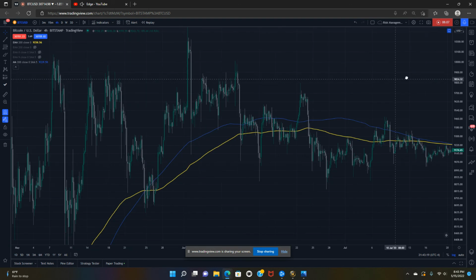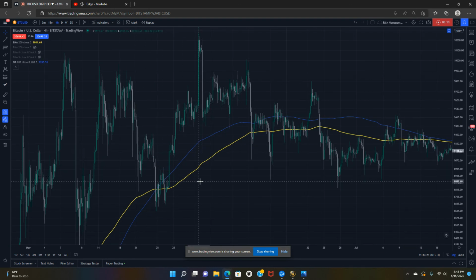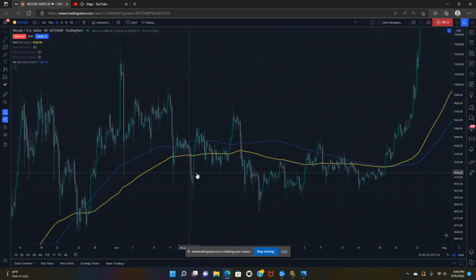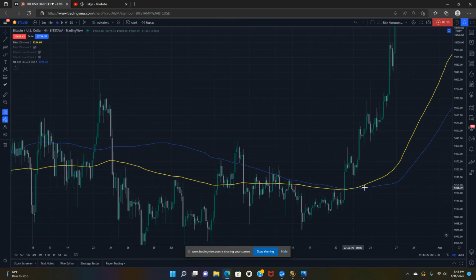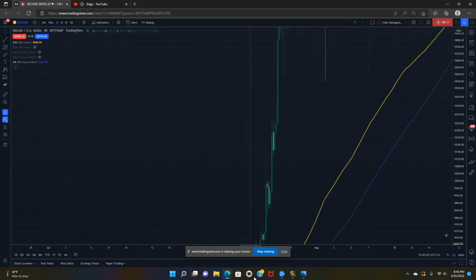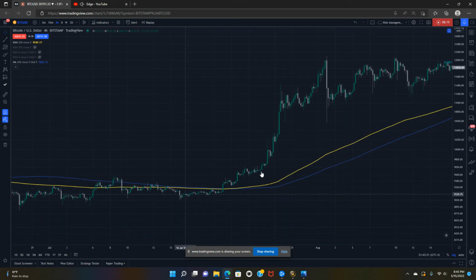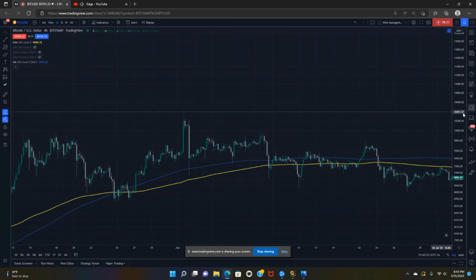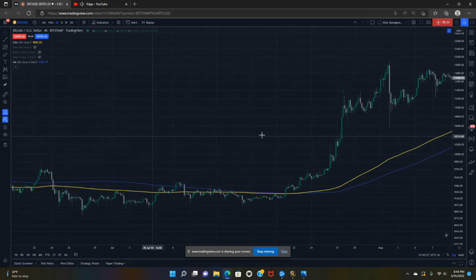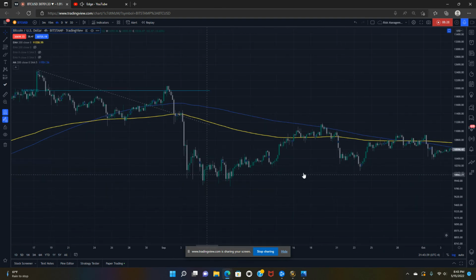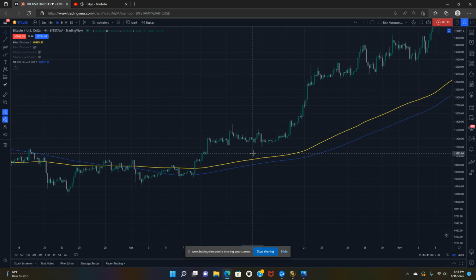Same thing here. You get a slowdown in price as price consolidates, moves towards the edge, breaks above, and then the moving averages are telling you which direction price is moving. And it's pretty simple. Again, this is a little bit of a momentum strategy. Gives you an idea of order flow.